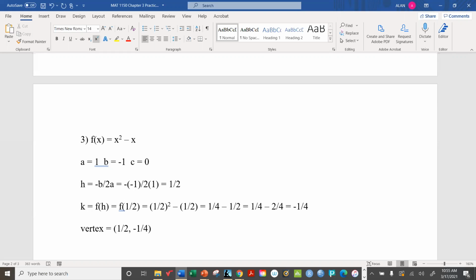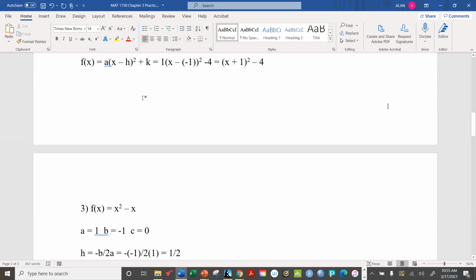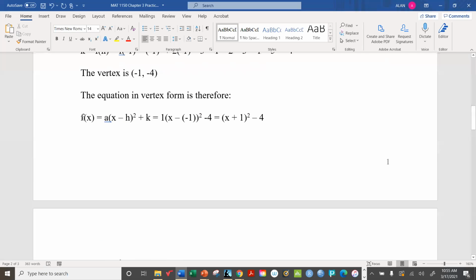All right, and so therefore, what we're going to do is find the vertex form of this equation. Let me just copy that again one more time.